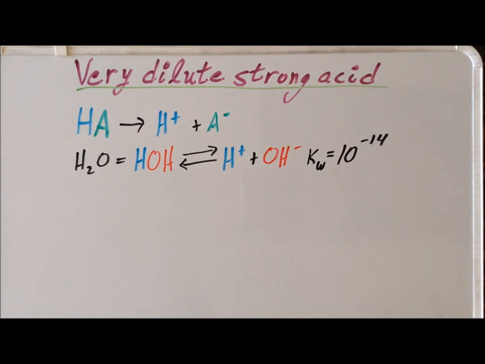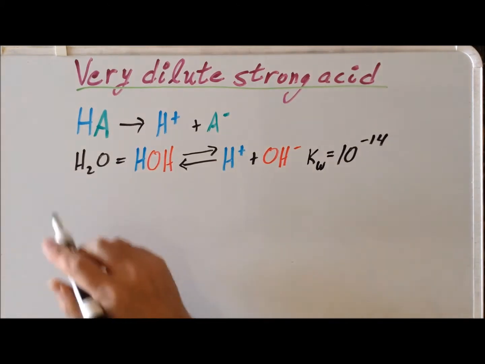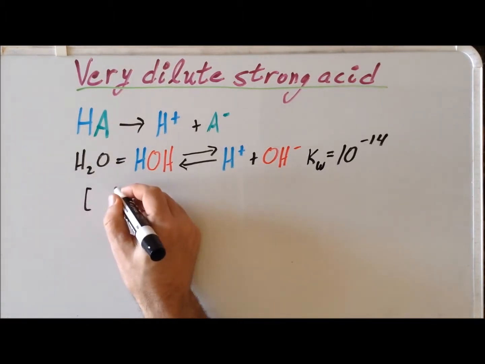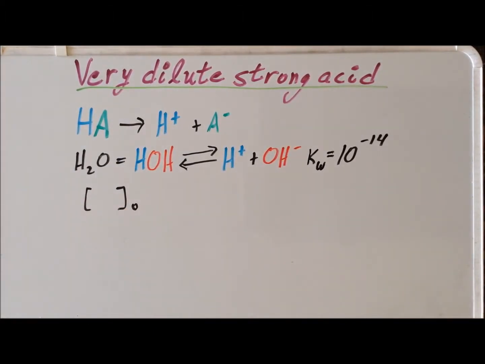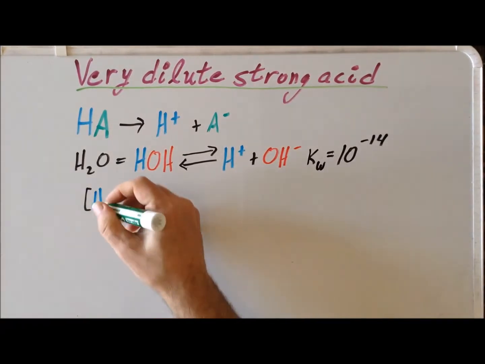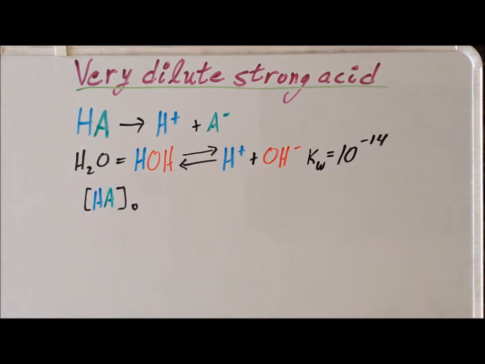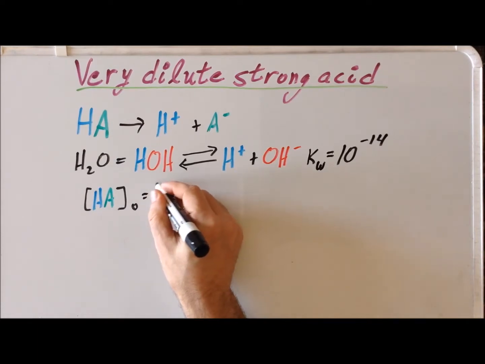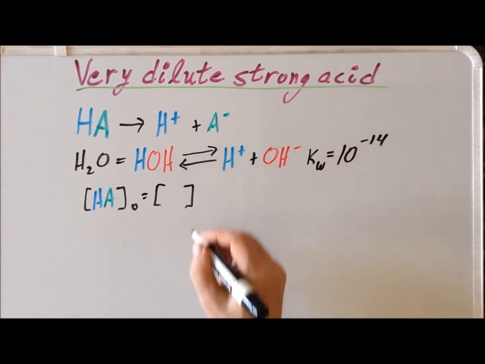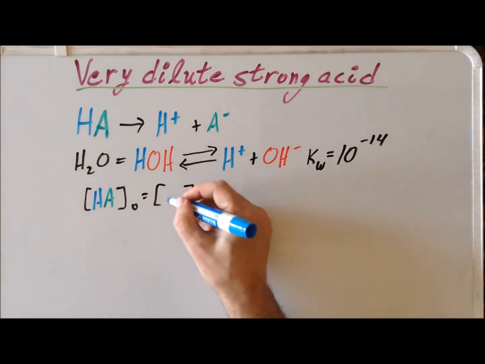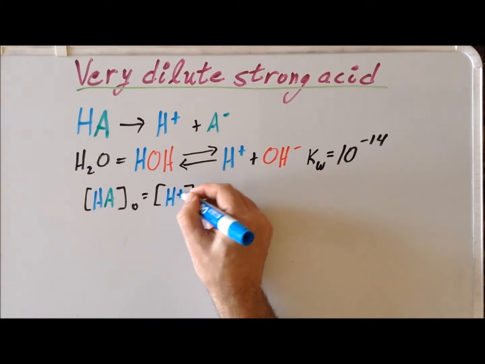So now, before we move further, let's notice some stoichiometric relationships that we have already. The first relationship is to know that the initial concentration of the acid is identical to the amount of hydrogen ion that we get from the acid. And we know this because of the fact that our acid is a strong acid.